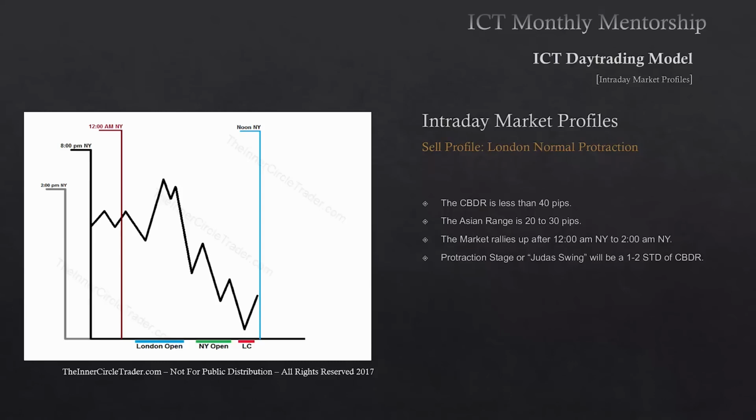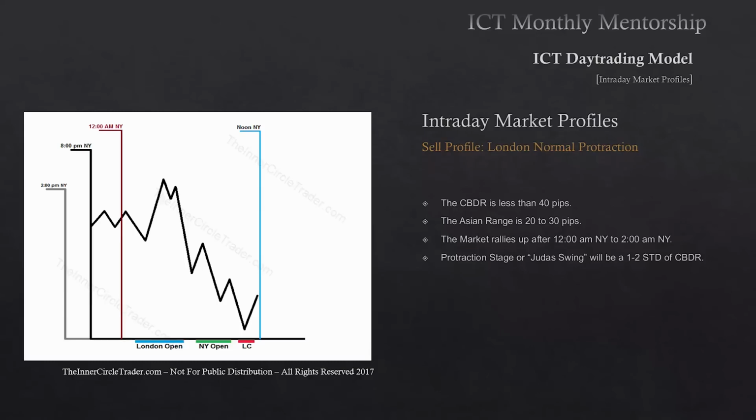If that does not exist, right away you have a warning sign that you're probably not going to want to trade London. Now that can change. What makes that change is if the Asian range goes down to a 20 to 30 pip range and stays very tightly consolidated. Then we can go back to electing to look for this profile. Now the market, again, has to rally immediately after midnight New York time. And you want to see that sustained movement higher, moving up towards the 2 o'clock hour in New York time.